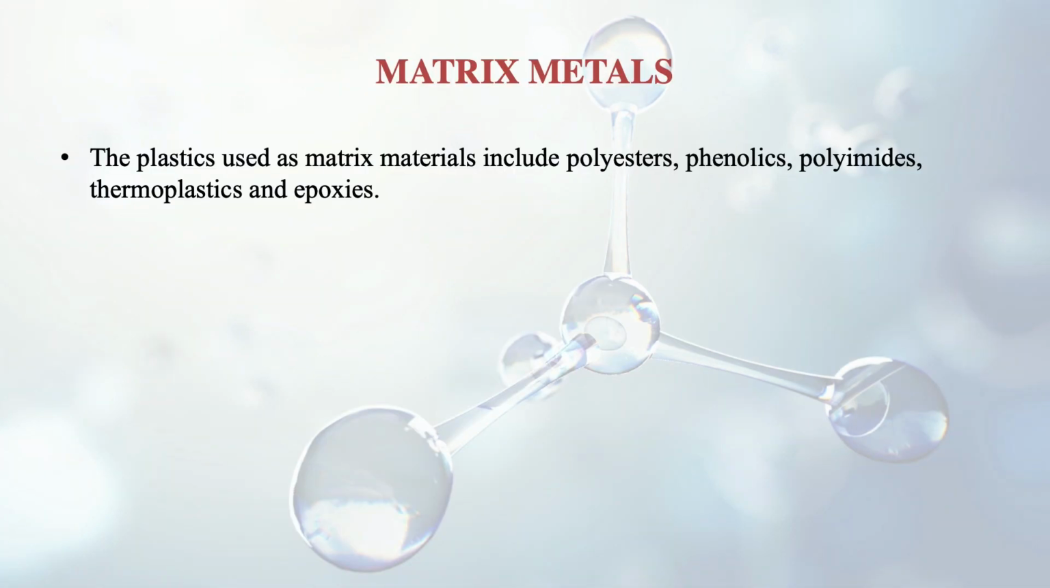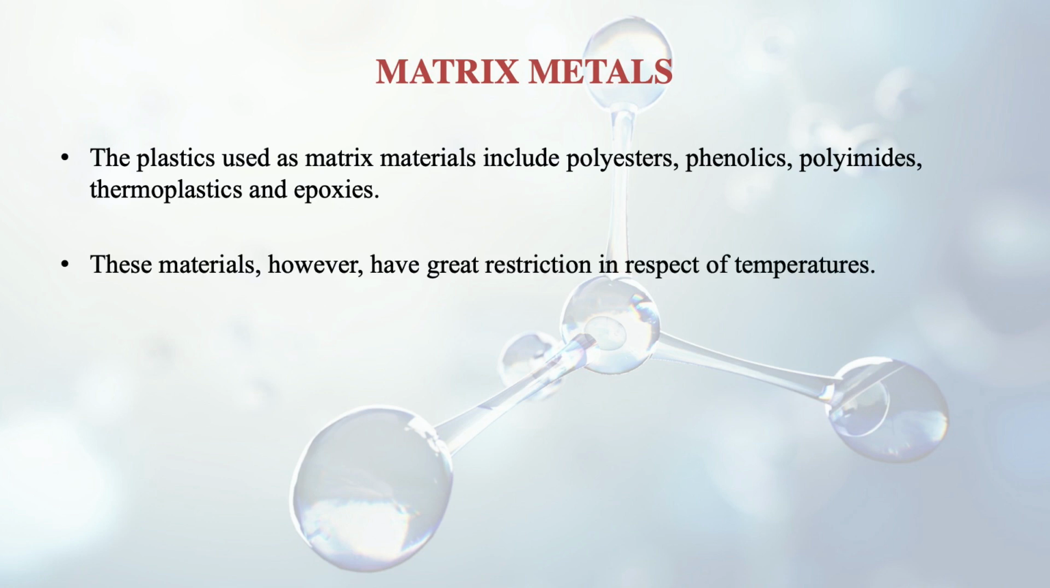So from this discussion we have seen that ceramics cannot be used with carbon fibers, and other types of materials also cannot be used as the matrix for these carbon fibers. So the best thing is the plastic. The plastics used as matrix materials are polyesters, phenolics, polyamides, thermoplastics and epoxies. These plastics can be used as matrix materials. And these materials have great restriction in respect of the temperature. So this is somewhat a negative aspect.